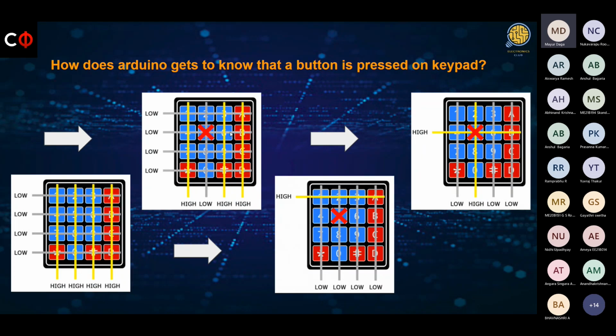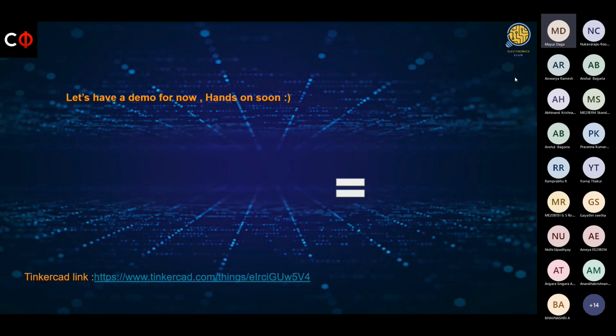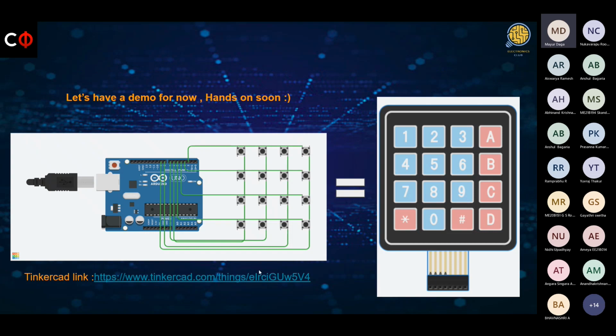Now, to determine which column was pressed, Arduino will set every row pin to high. After the pin here is set high, again current will pass through, and here high is changed to low. With that, Arduino will determine that the fifth button was pressed. Okay, so now I'll give you a demo of how this keypad is made by using push buttons.